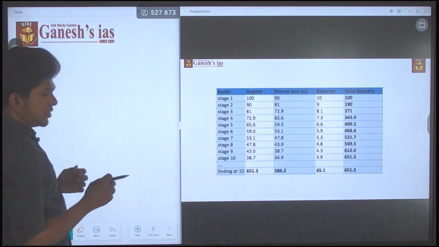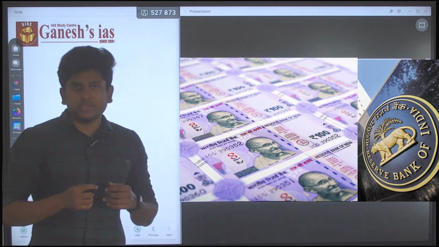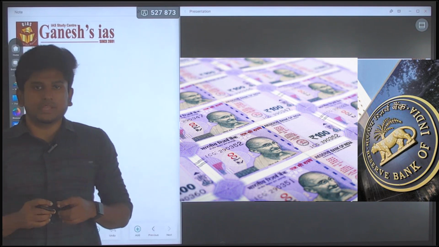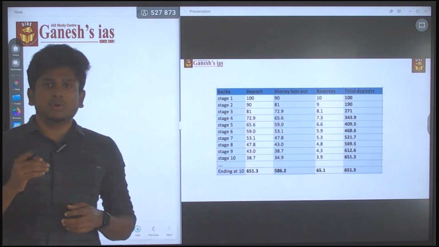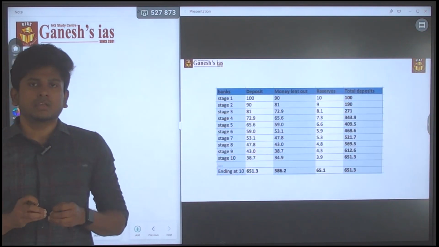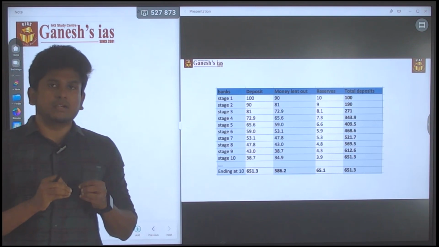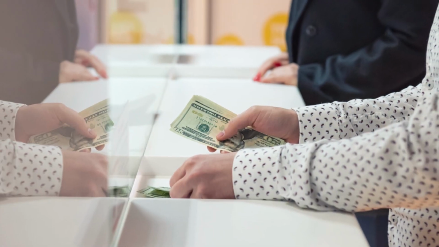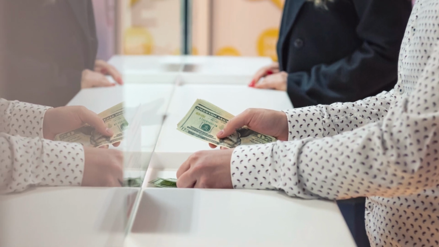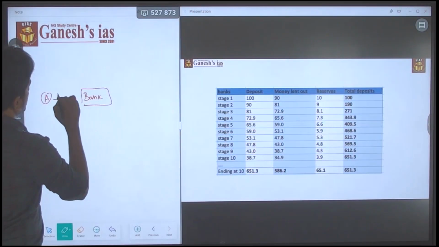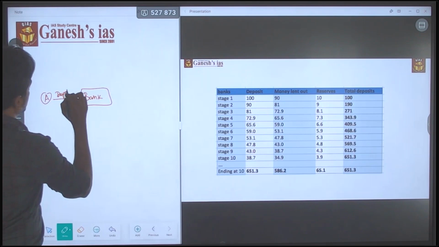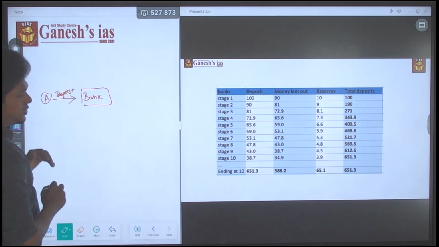Consider that the RBI is printing 100 rupees and issuing it to the public. So you are now holding 100 rupees. You go to the bank and deposit this 100 rupees.